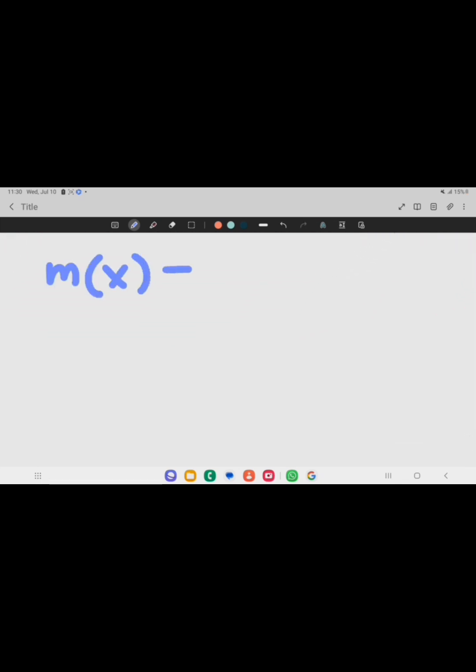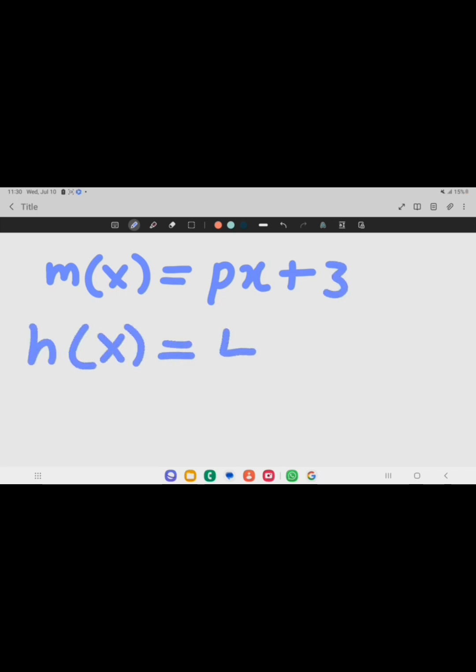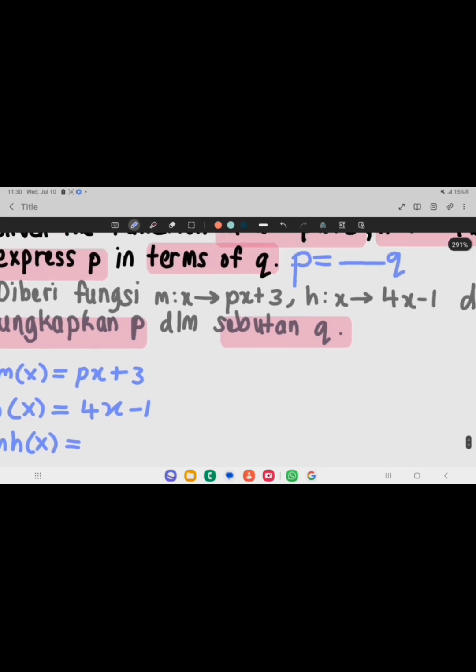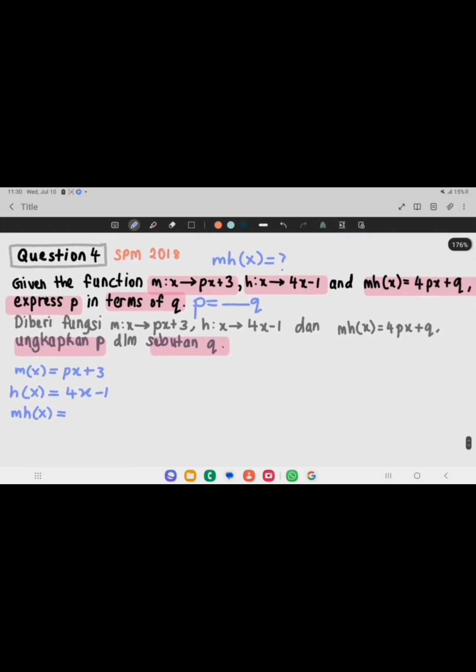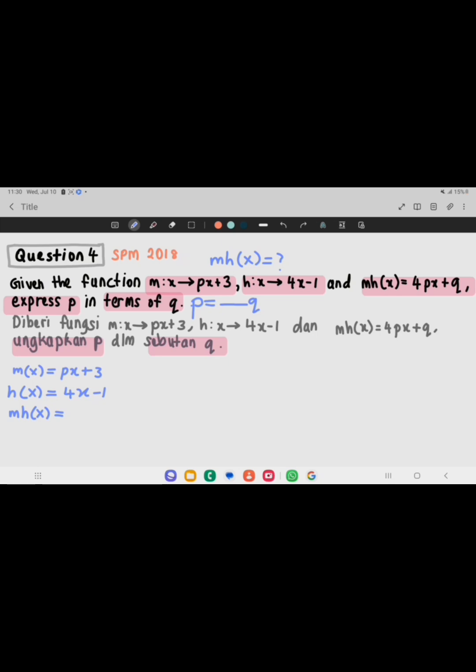So I'm just writing back the information given in the question. Okay, so m(x) given just now is px + 3, and then h(x) given is 4x - 1. So what I said just now, we must find the mh(x) first. Of course, the mh(x) is already given to you, but you have to find your own mh(x).